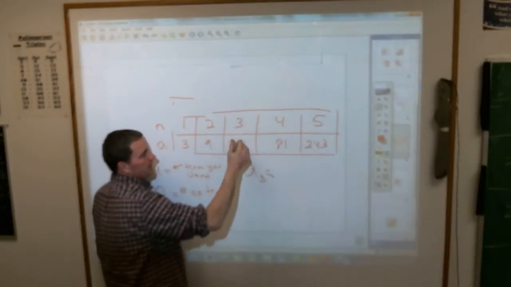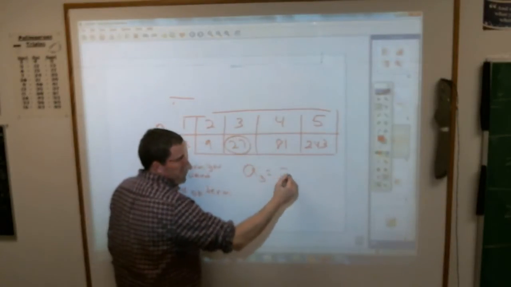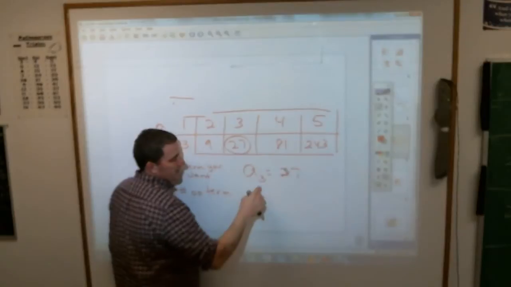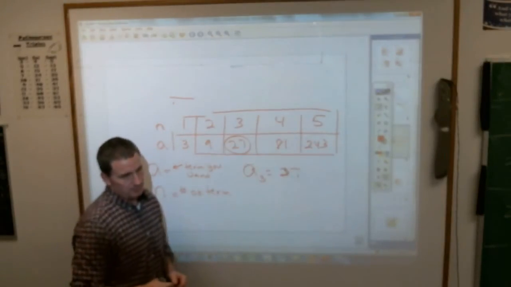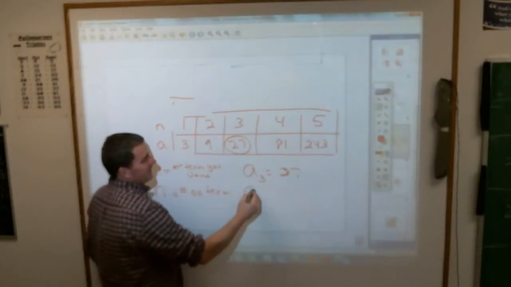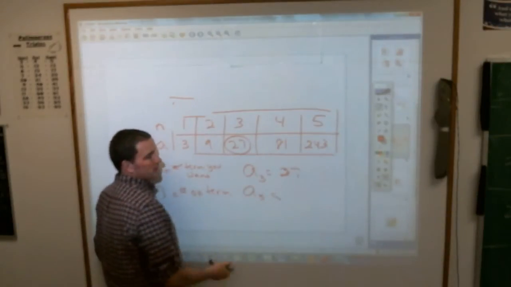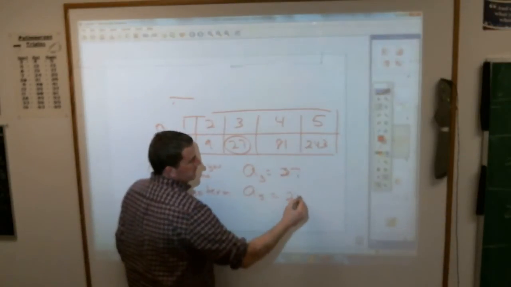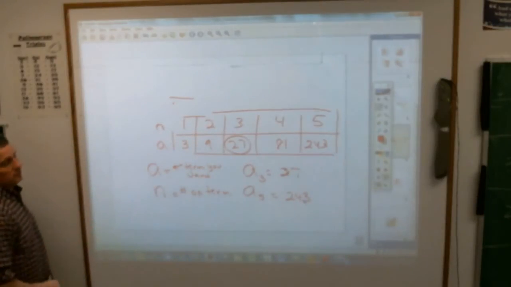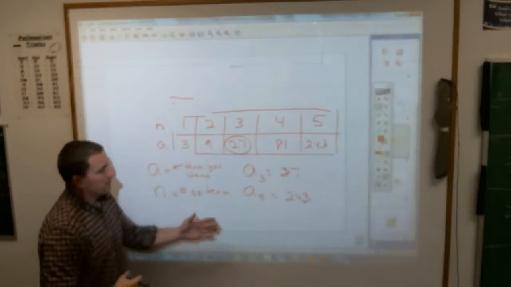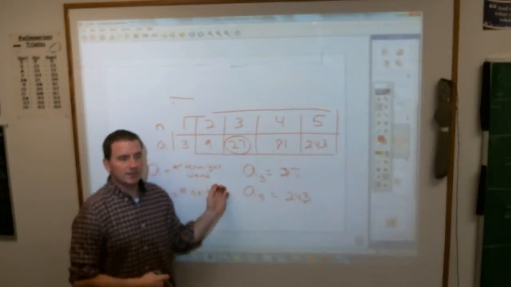Okay, so you look at A, the answer to this right there is just 27. That 3 had nothing to do with anything other than a label. It was the third term. Okay, A to the 5th was 243. The 5 is nothing more than pointing you to the place where you should go. I'm not multiplying anything by 5, dividing anything by 5.